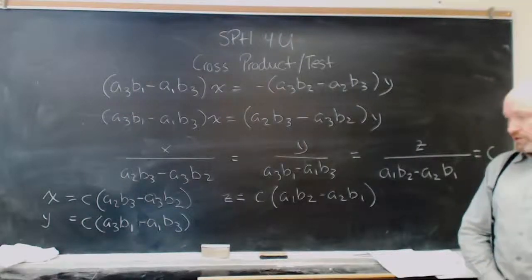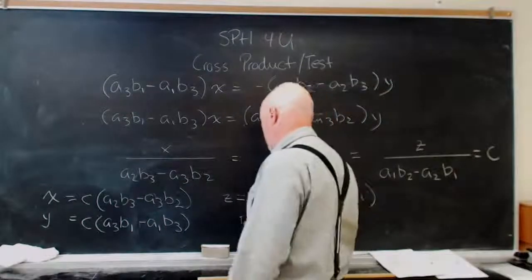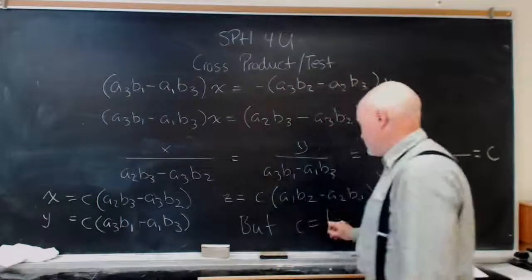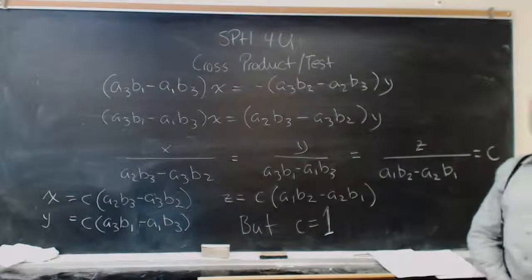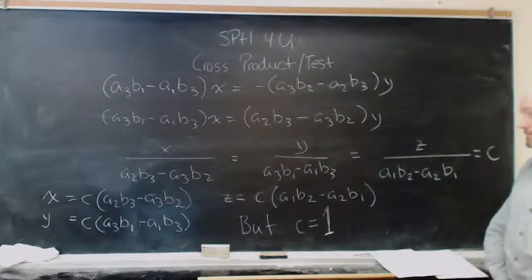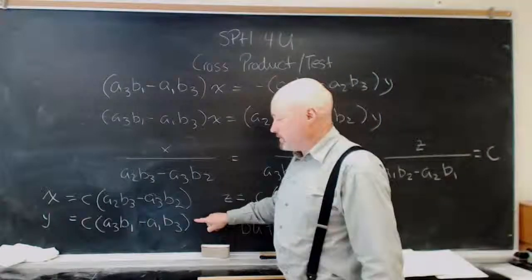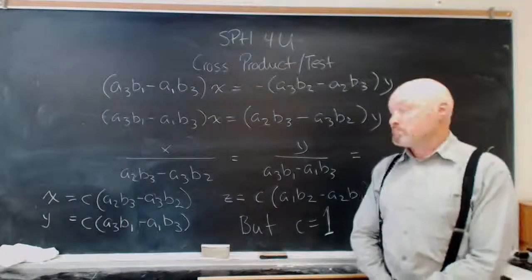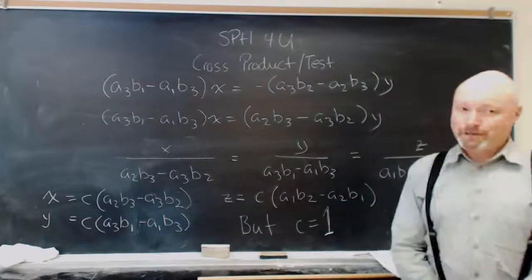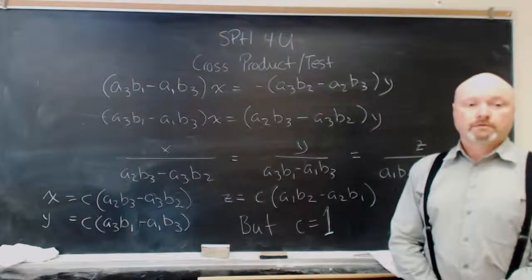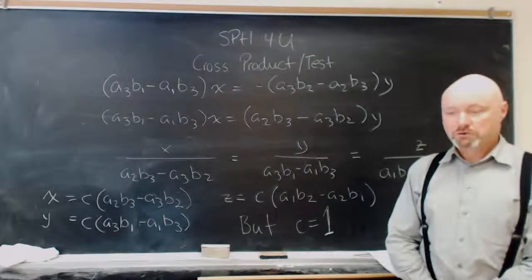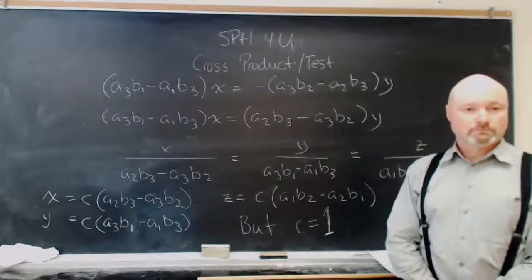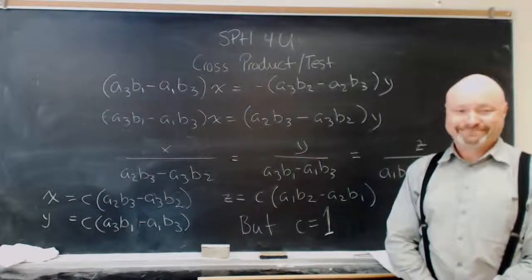Anyways, when you actually work this out, C is equal to 1. So these are the formulas that tell us the cross product. Basically, it's derived from that whole idea that the dot product has to be equal to 0 for those two vectors. Okay? So that's where the cross product comes from. Sound all right?